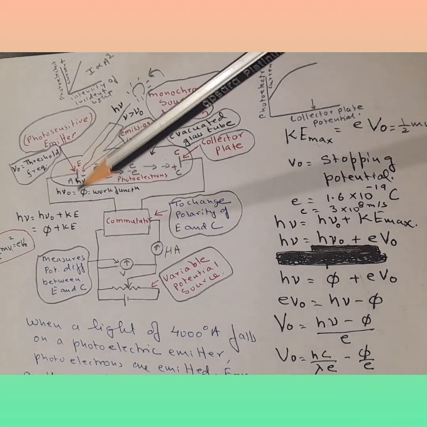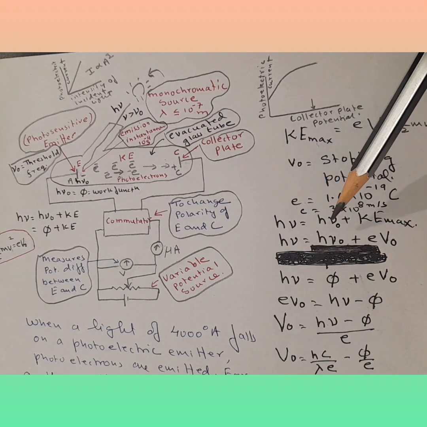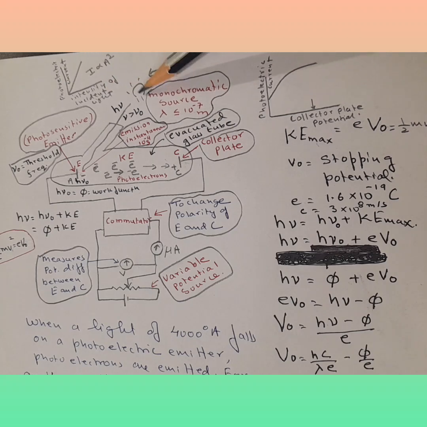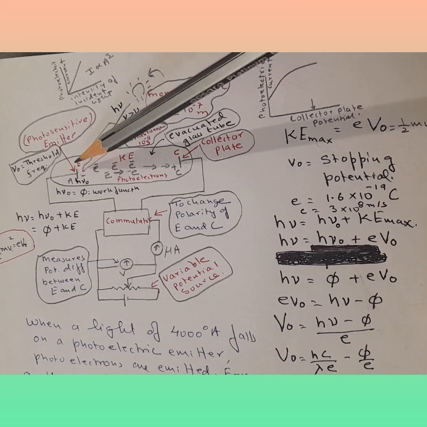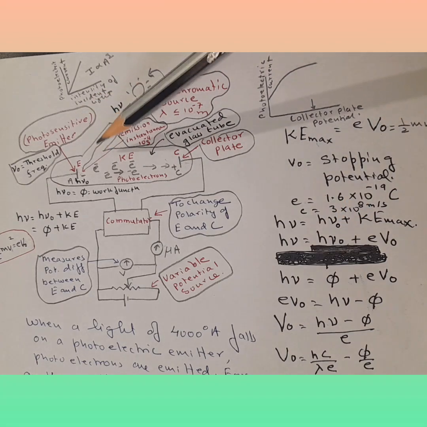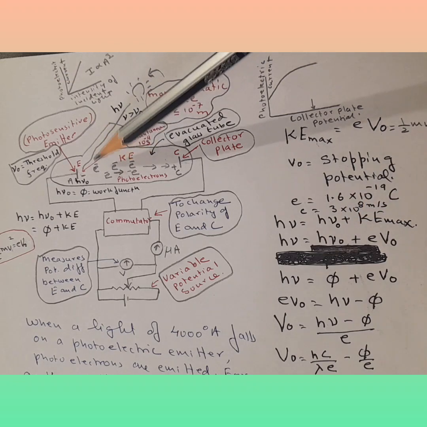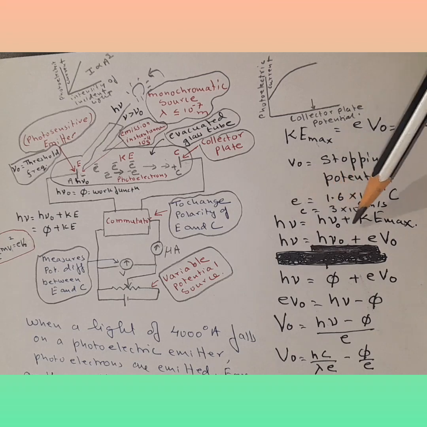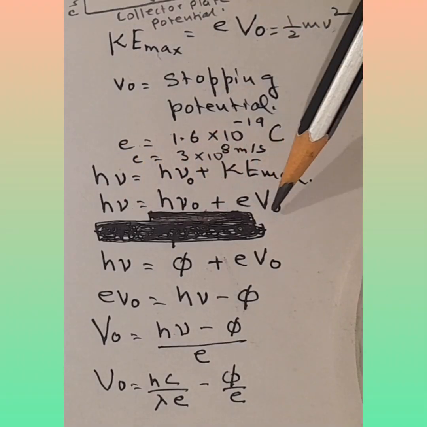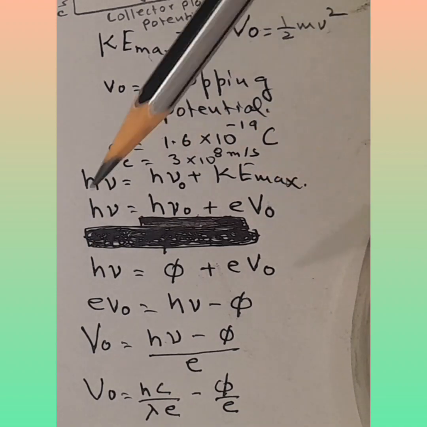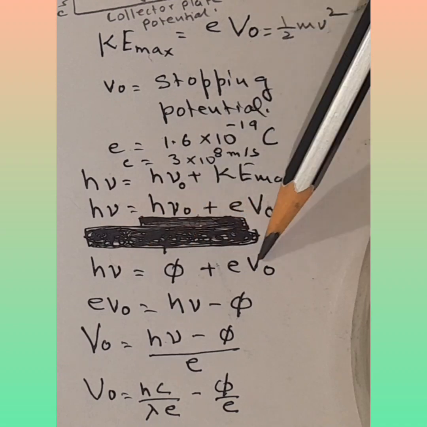The formula we already derived here was h nu is equal to h nu 0 plus KE max. H nu is the photon energy provided by the source, and h nu 0 was the threshold energy required for the electron to be emitted. So this threshold energy was consumed from the h nu provided by the source, and the rest was utilized for the velocity of the electrons, that is, kinetic energy. So h nu is equal to h nu 0 plus kinetic energy. Now kinetic energy is eV0, so h nu is equal to h nu 0 plus eV0. This is the frequency and this is the volt, the stopping potential. So we can write it like this.